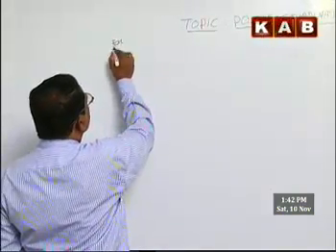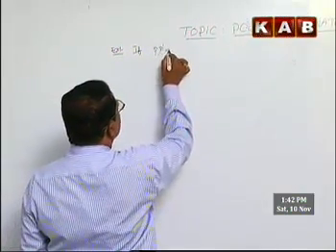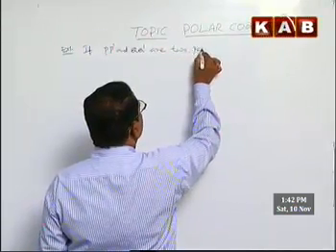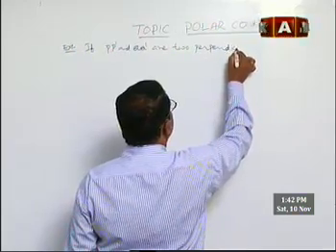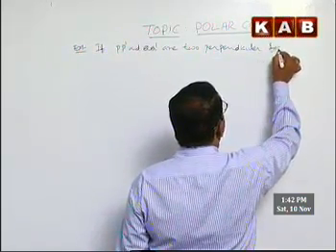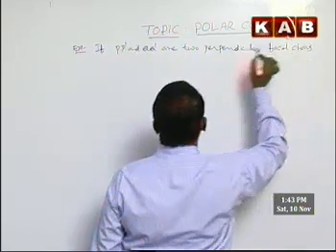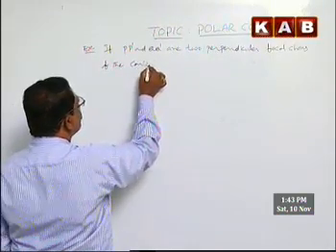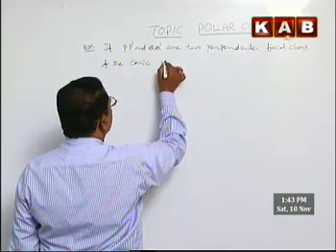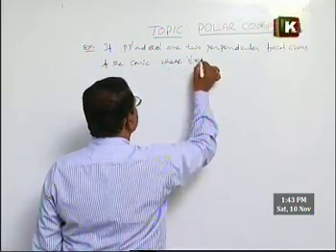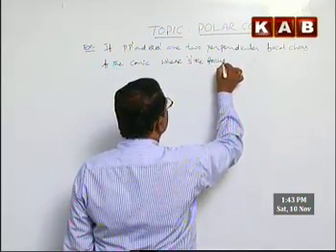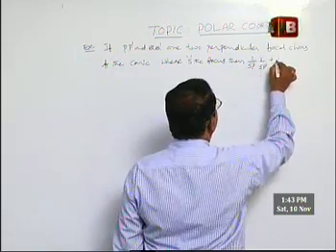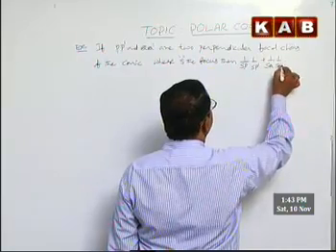Another example, if PP dash and QQ dash are two perpendicular focal chords of the conic, where S is the focus, then 1 by SP into 1 by SP dash plus 1 by SQ into 1 by SQ dash equals to constant.